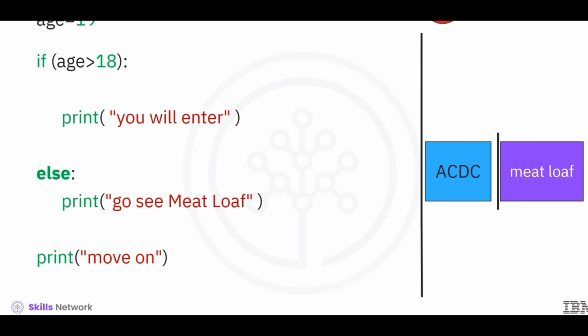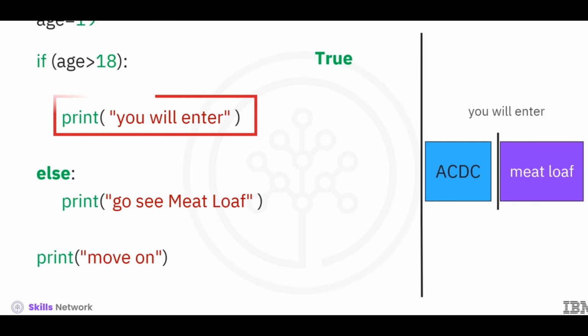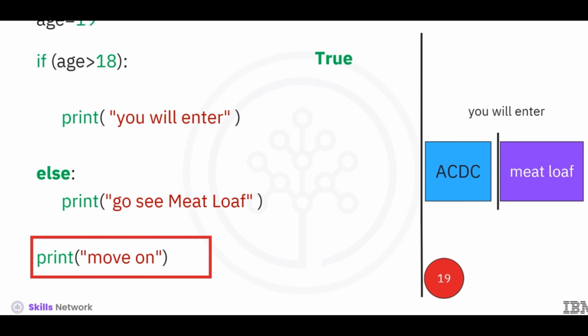For the case where the age is 19, we set the value of the variable age to 19. We check the if statement. The statement is true, therefore the program will execute the statement to print "you will enter." The program skips the expressions in the else statement and continues to run the rest of the expressions.